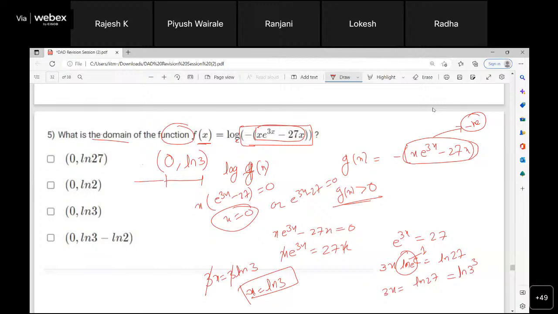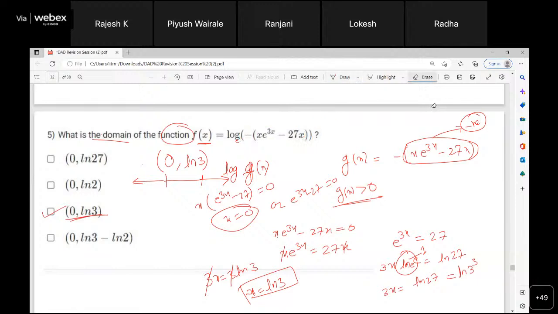If we take from this side or from the other side, it will give me a positive number, so the expression inside will be negative. So basically my log function would have a negative argument, which is not in the domain of this particular log function, right? So the correct answer is that the domain of this function is 0 to ln of 3.